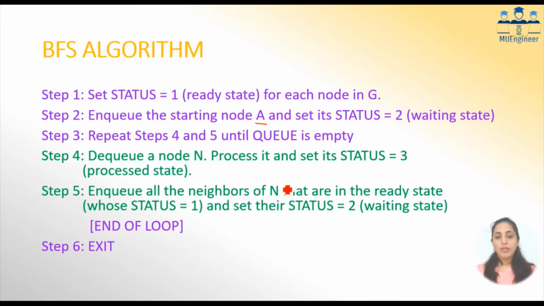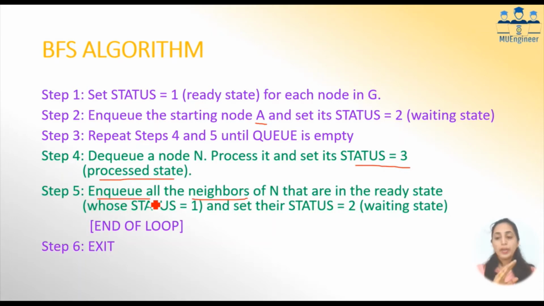Now I have node A with me. I have to dequeue a node N. From the queue I have to delete something. Already I have taken A in my queue, so I'll be deleting A and then set its status. Whichever is getting deleted from the queue is getting visited, that means it is getting processed. So we write its status as 3. After I delete any node from the queue, what I have to do is find its neighbors and enqueue its neighbors in the queue.